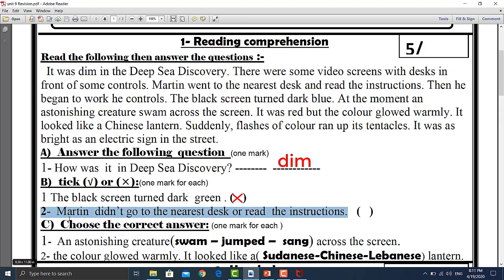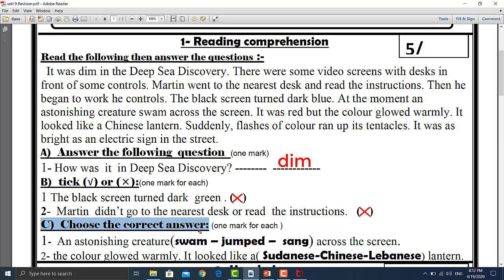Number two, Martin didn't go to the nearest desk or read the instructions. Who can find the answer? Is it true or false? Great. Martin went to the nearest desk and read the instructions. Here we have didn't go. Here we have went. So the answer is false. Great.